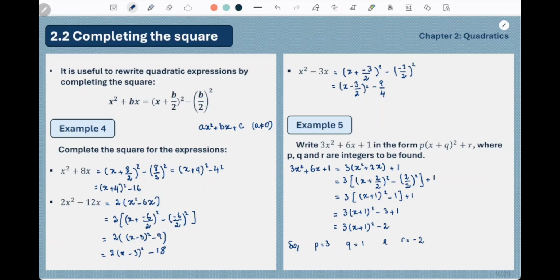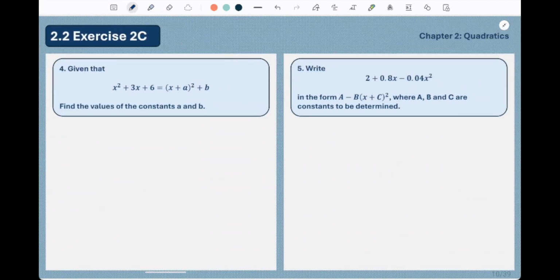So see, it's easy. Once you master this formula and remember it, it'll be easy for you to apply it to any example. If you come across any example, you'll be able to do it. So we have 2 more questions on completing the square, so let's get started with them.